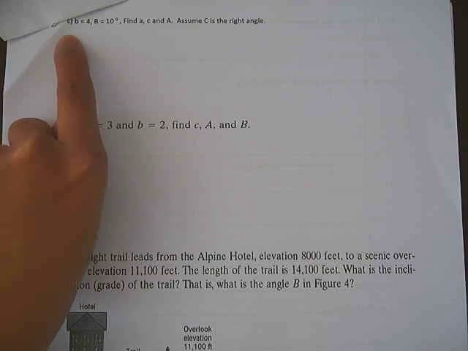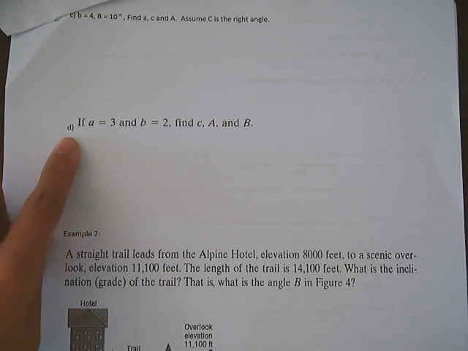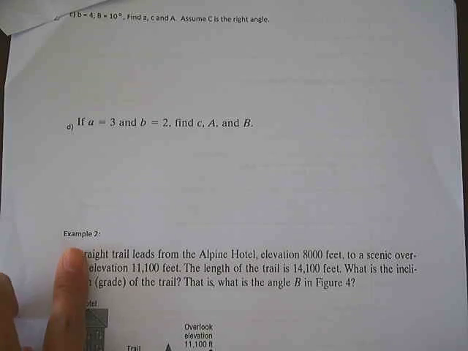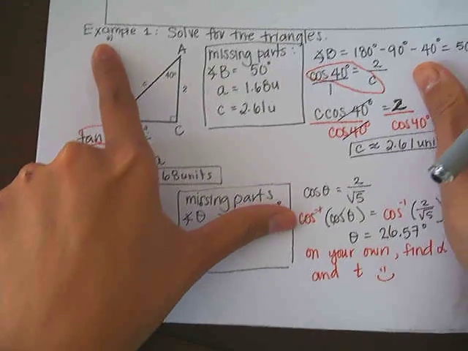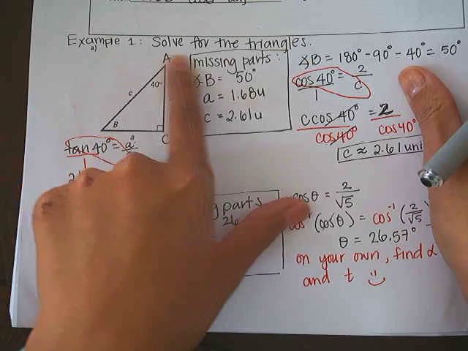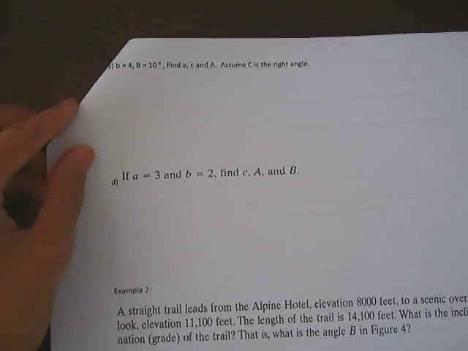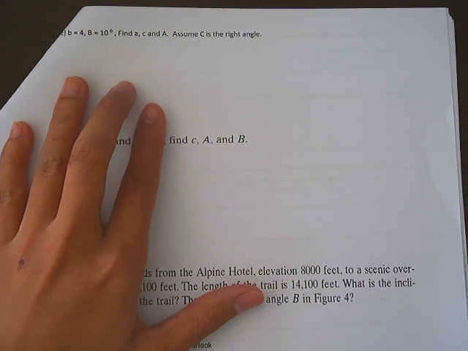Notice how this page says we're starting with example C, and we're going to go to D, and we're going to go straight to example 2. Well, let's recall example 1 direction. Remember how we couldn't find where the direction was, so I kind of spelled it up here. It says example 1, solve for the triangles. So that's what we're going to do here for example C. We're going to solve for this particular triangle.